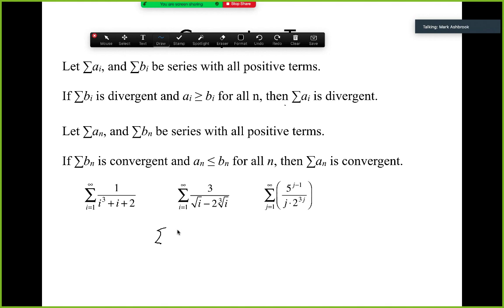We kind of have to just work at this and see what's going to work. So I'm going to separate out the one that looks kind of like harmonic, and then I've got 5 to the j minus 1 over, now I've got 2 to the 3j. So I really want that to look like 2 to the j or 2 to the j minus 1. So what value is it to the j?